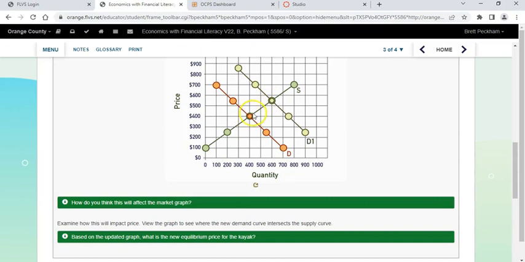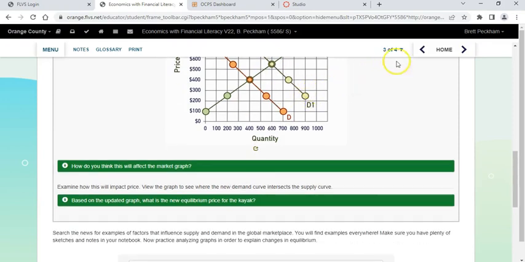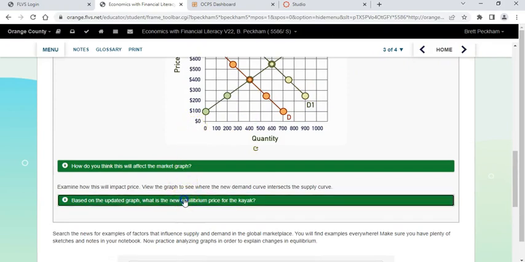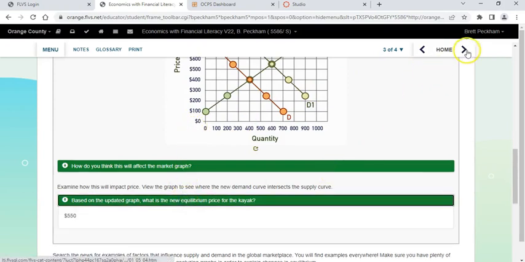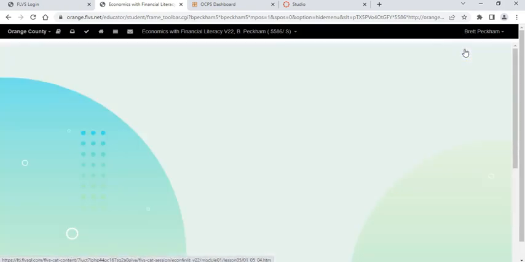You'll have to explain, why would that increase of prices occur? Why did demand increase? Maybe people had more income. Maybe there's an increase in the number of buyers. Maybe the price of a substitute or the price of a complement changed, whatever it is. All right, but we can move on from there to the last page.